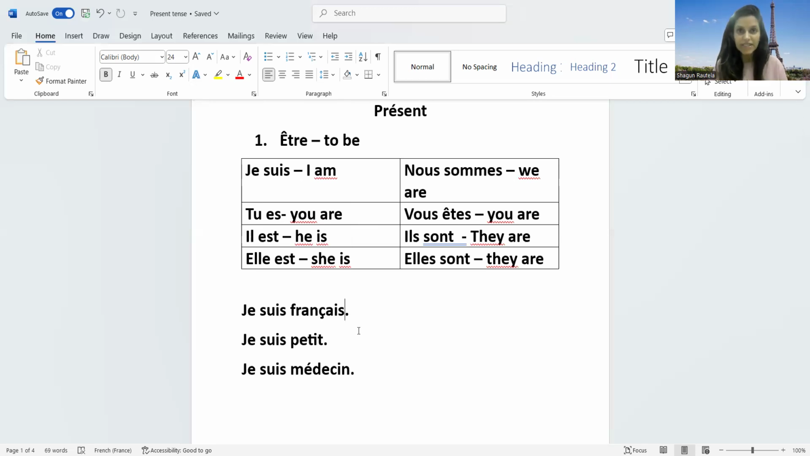So now one sentence I have made. Now I want you to put down in the comments below one sentence with le verbe être. When you make a sentence on your own, you are able to understand the conjugation properly. You're able to understand the usage of the tense properly. So this is verb être.